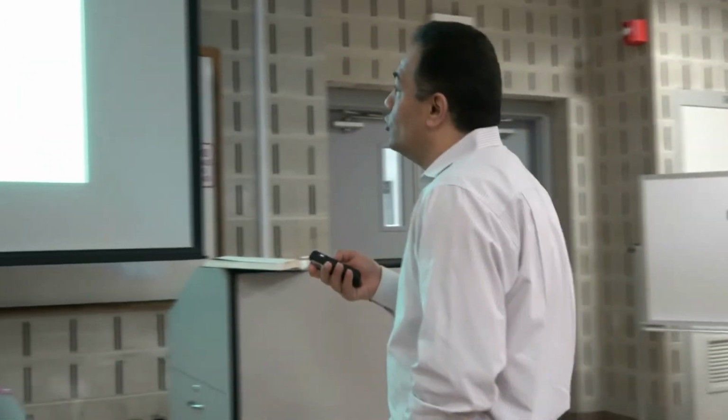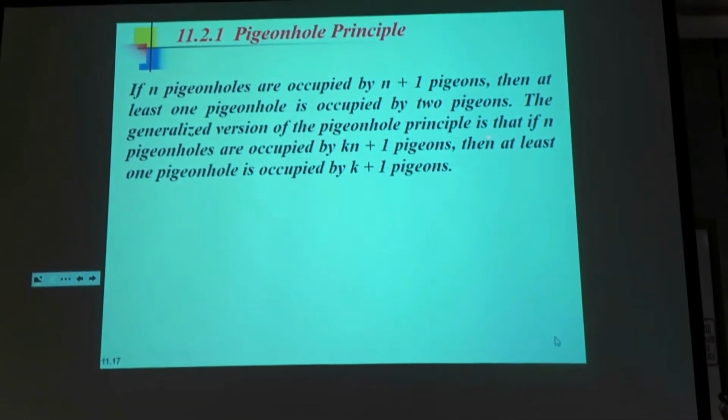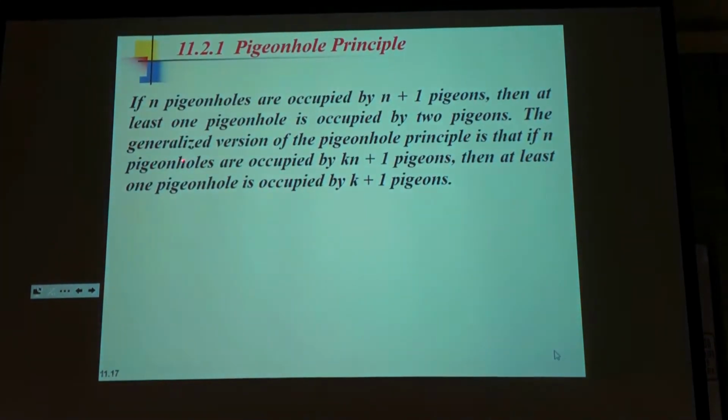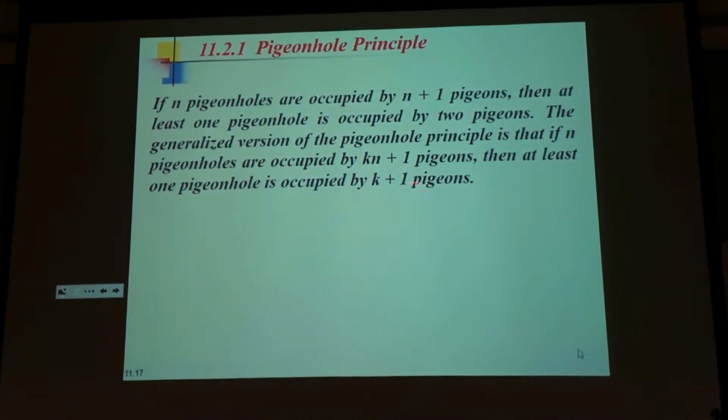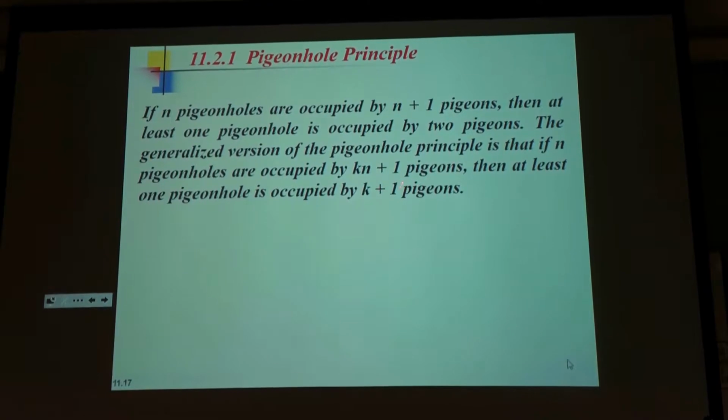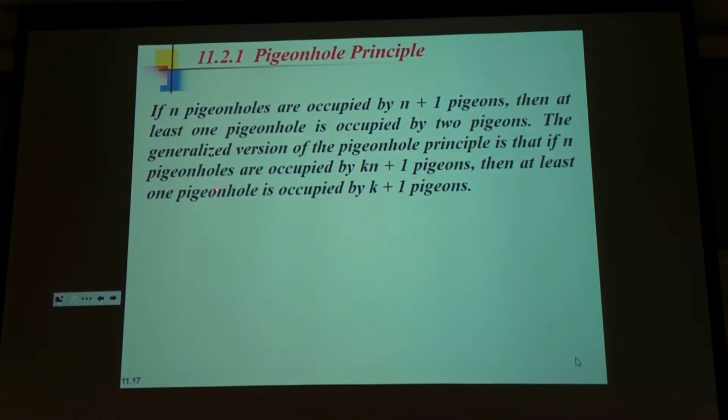size of the digest. So the generalized version of the pigeonhole principle is that if n pigeonholes are occupied by kn plus 1 pigeons, then at least 1 pigeonhole is occupied by k plus 1 pigeons, right? So if you have kn plus 1 pigeons, so you have n pigeonholes, so each pigeonhole has how many?